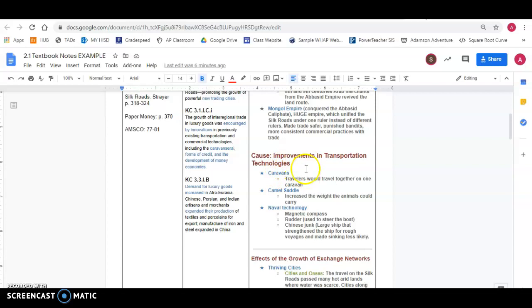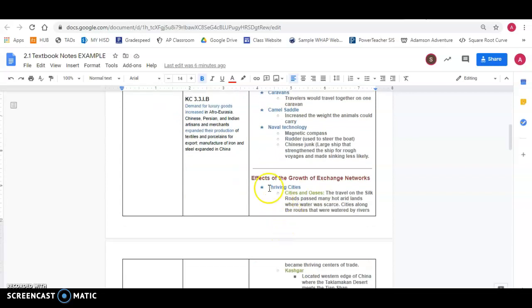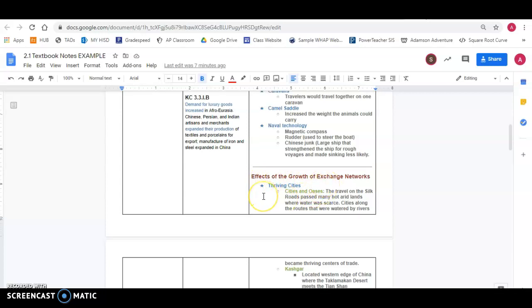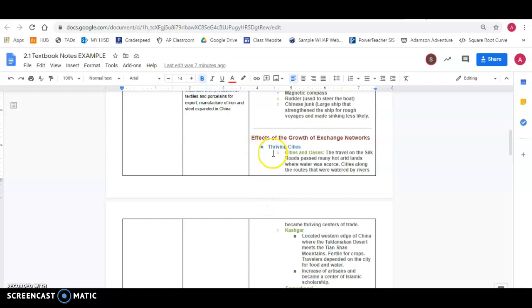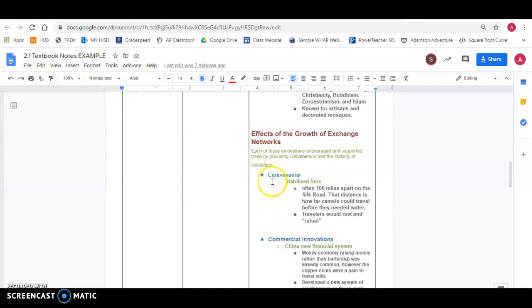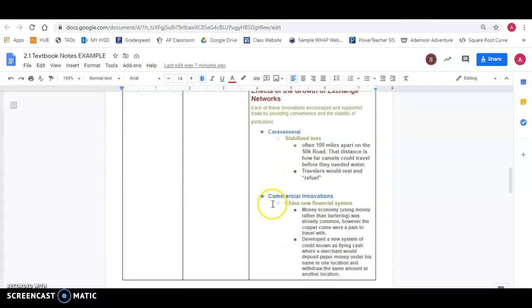Then the second cause is improvements in transportation technologies. There are three different technologies that are going to be innovated at this point. So I have caravans, camel saddles, and naval technology. And underneath each of those, I either define it or list the different innovations. Moving on from that, we have the effects of the growth of exchange networks. So our effects, when we're looking at the book, are thriving cities, caravanserai, and commercial innovations.